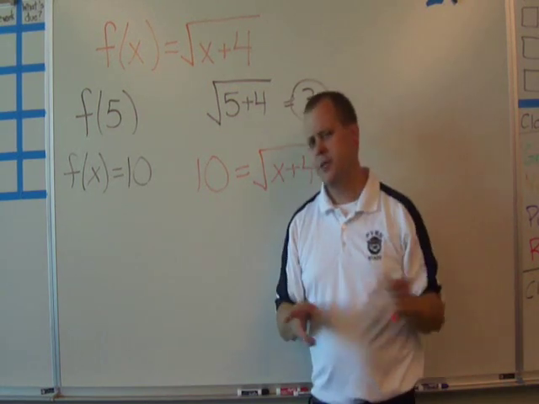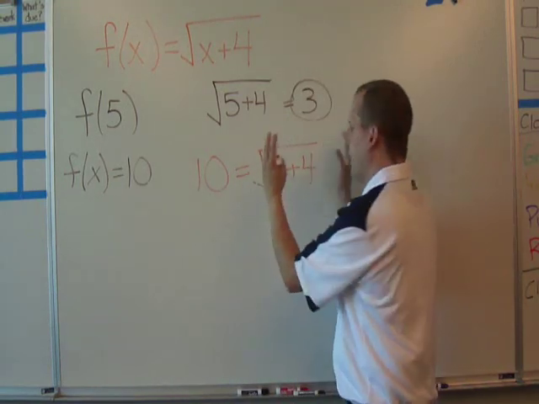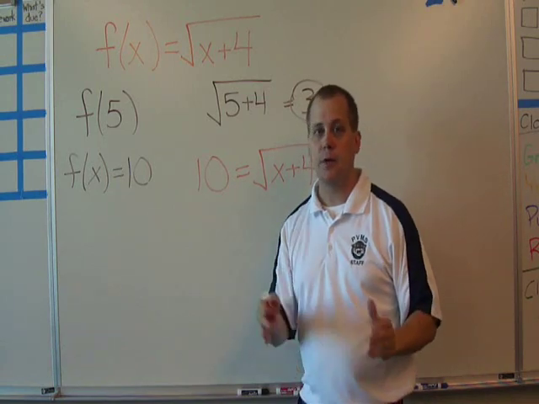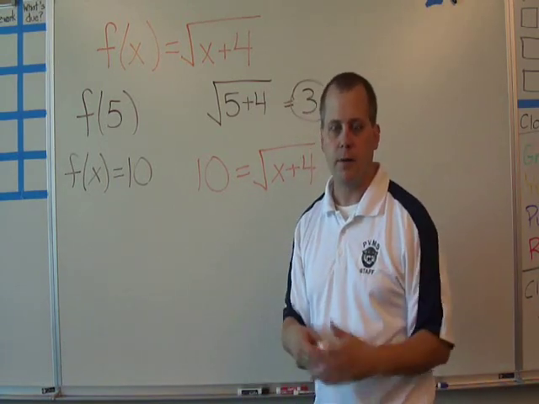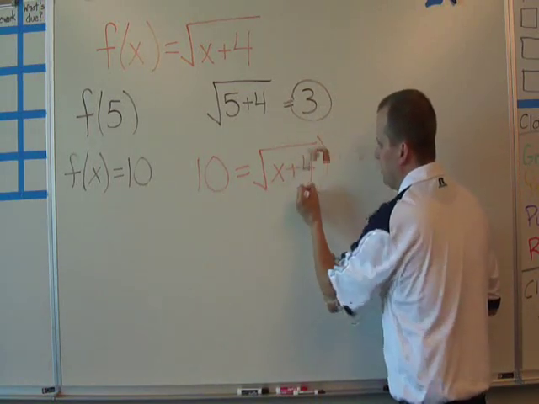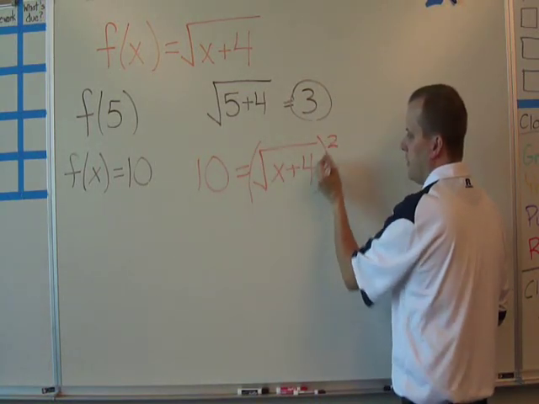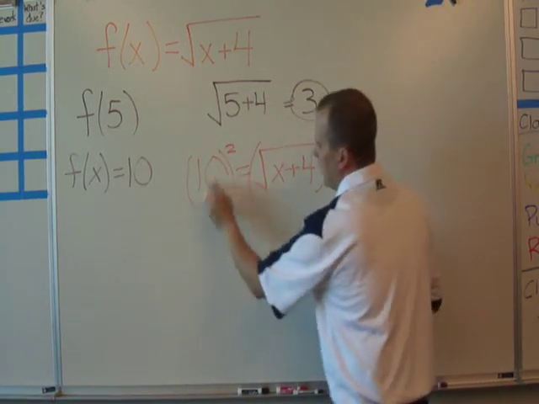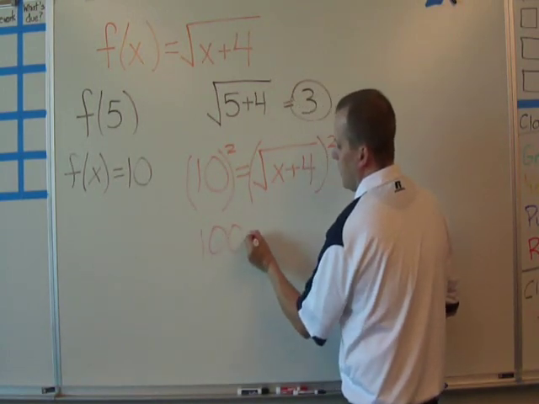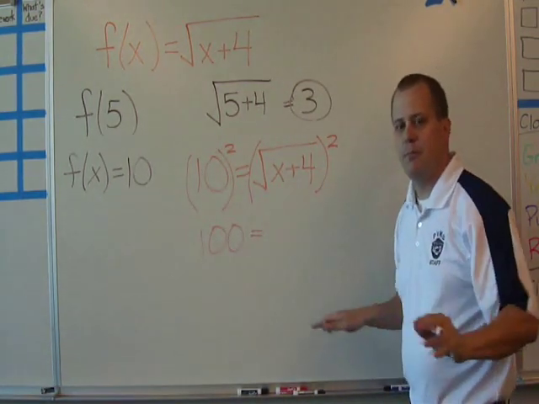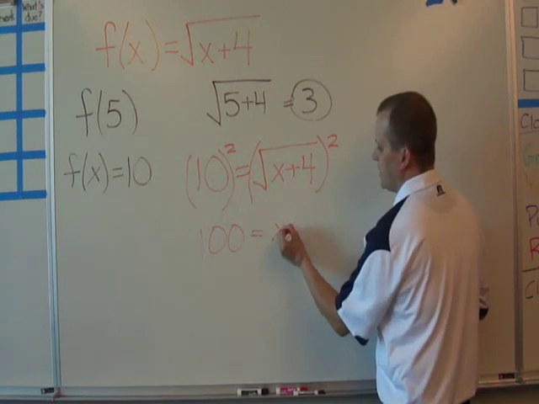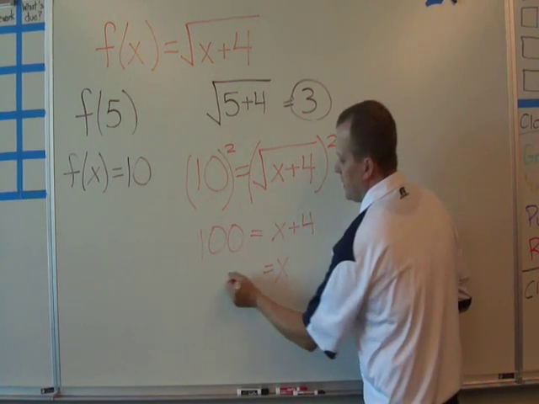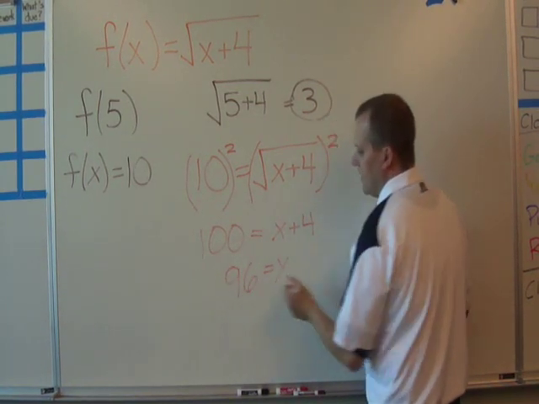Now, here's the best way to get rid of square roots. What I need to do is the opposite of the square root. The opposite of square rooting a number is squaring it. So I'm going to put parentheses around this side and square it. I'm going to put parentheses around this side and square it. Watch what happens. 10 squared is 100. Squaring the square root makes it disappear. So I'm left with x plus 4. I'm going to subtract 4 from both sides. I end up with x is equal to 96.